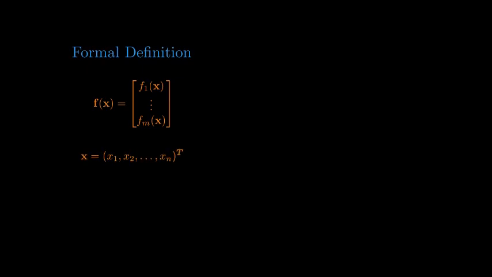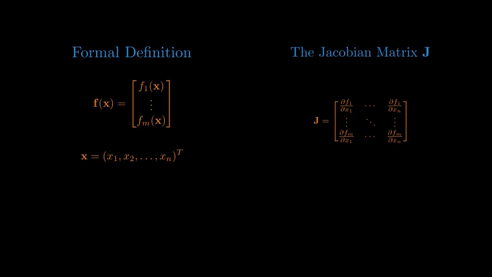Formally, suppose we have a function mapping from n-dimensional space to m-dimensional space, where our outputs consist of m component functions, f1, f2, all the way up to fm, each depending on input variables x1, x2, up to xn. The Jacobian matrix is an m by n grid, where each entry in the matrix is a first-order partial derivative, specifically the entry in the ith row and jth column is the partial derivative of the ith output function f sub i, with respect to the jth input variable x sub j.